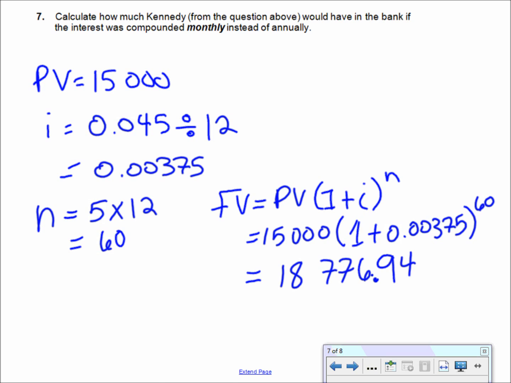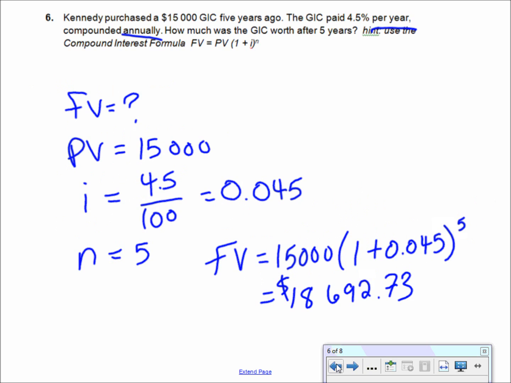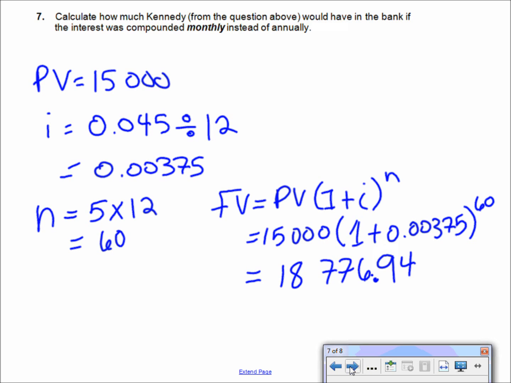So, how much did we make when it was annual? Annual, we made $18,692.73, and monthly, we made $18,776.94. The reason is that it's broken up every month, so you're getting a little bit of interest on interest. Every month, the interest you accumulate earns interest the next month. Does that make sense? So you're going to make a little bit more money.